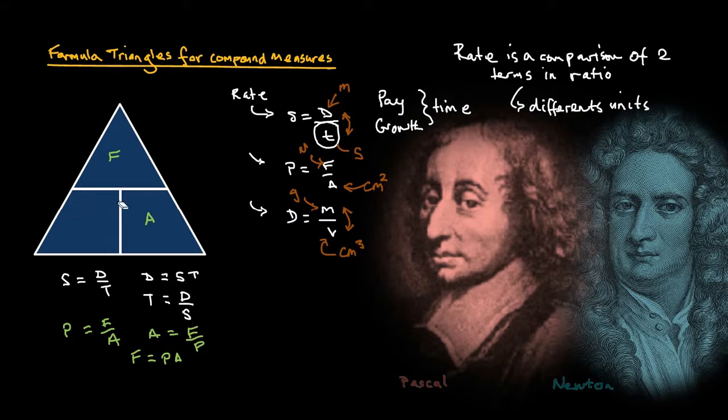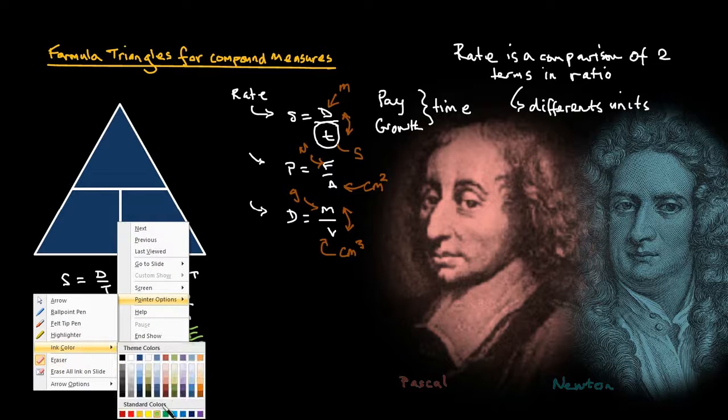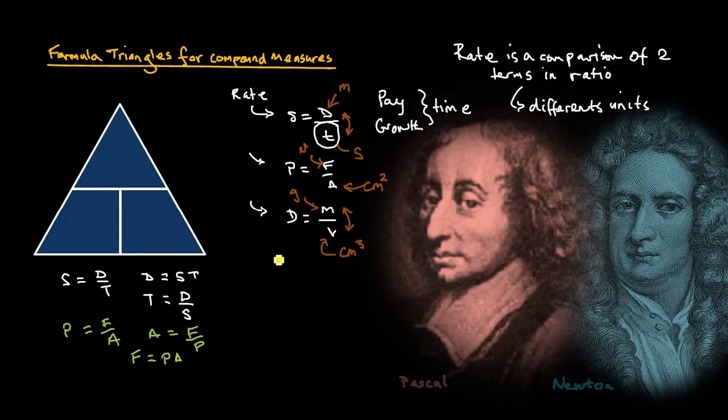Finally, let's have a look at density. So for density, how do we fill in the triangle? Okay, so density goes down here, and we've got mass divided by volume. So we can say density equals mass divided by volume. But equally, cover up the mass and we get mass is density times volume. Or we get volume is mass divided by density.